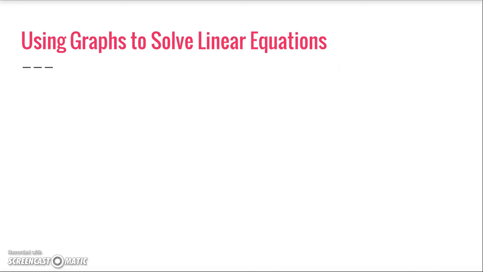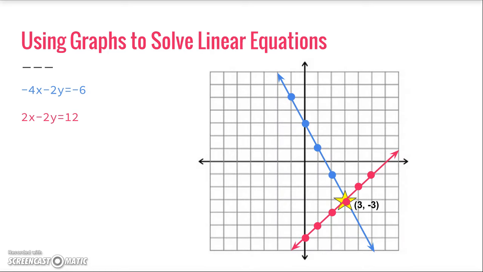So, using graphs to solve linear equations. Let's say we're given these two equations, negative 4x minus 2y equals negative 6 and 2x minus 2y equals 12. So here's our graph. If you plot every single point, and I advise that you do this on a piece of paper on your own so that you can see how I arrived at my answer, you want to plot each line. So first I plotted my blue line, negative 4x minus 2y equals negative 6. And then I plotted all those points, and I did the same for 2x minus 2y equals 12. And I noticed that the point where they intersected was at 3, negative 3.